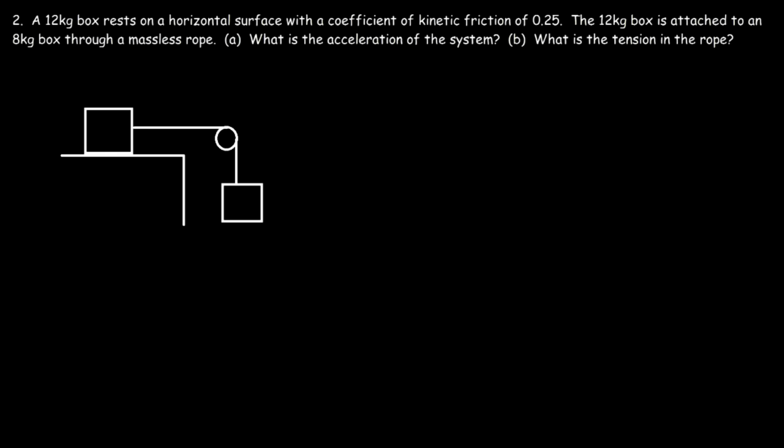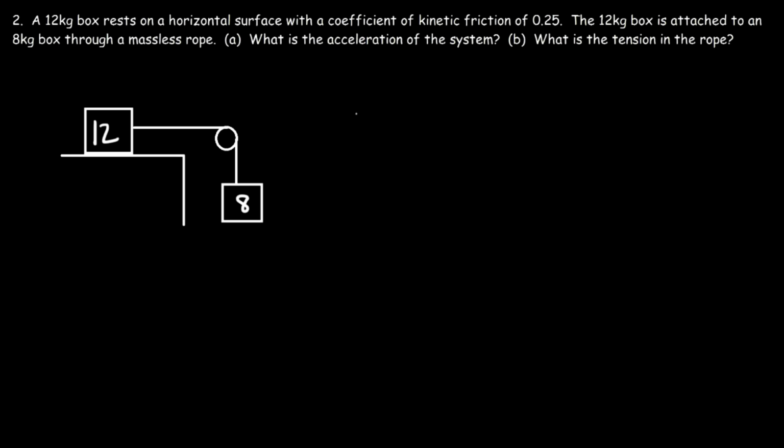So here's another similar problem, but this time there's friction. A 12 kilogram box rests on a horizontal surface with a coefficient of kinetic friction of 0.25. The 12 kilogram box is attached to an 8 kilogram box through a massless rope. What is the acceleration of the system? So this is the 12 kilogram box and this is the 8 kilogram box.